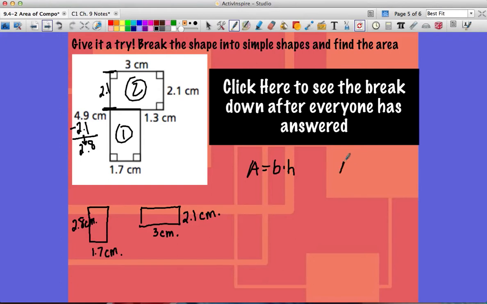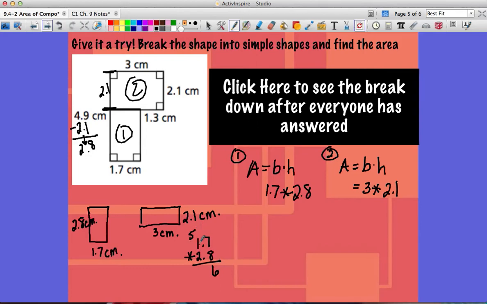We take the area of rectangle 1 and the area of rectangle 2, find them, and then add them together. So rectangle 1 had a base of 1 and 7/10 and a height of 2 and 8/10. And rectangle 2 had a base of 3 centimeters and a height of 2 and 1/10 centimeters. So I'm going to go off to the side, take my 1 and 7/10, multiply it by 2 and 8/10. 7 times 8 is 56. Carry the 5. 1 times 8 is 8, plus 5 is 13.